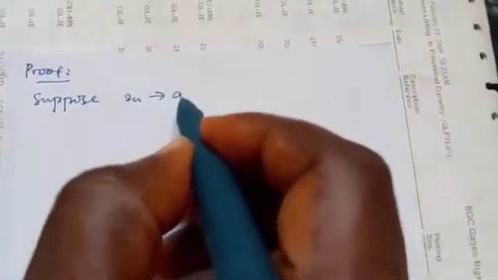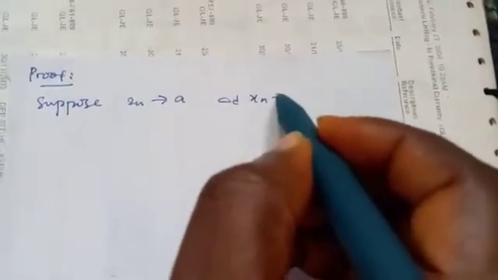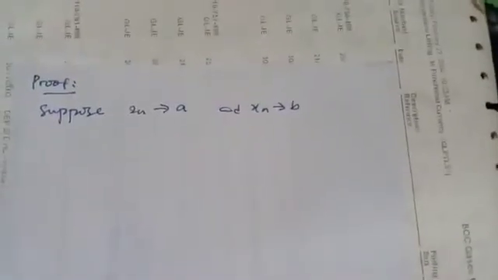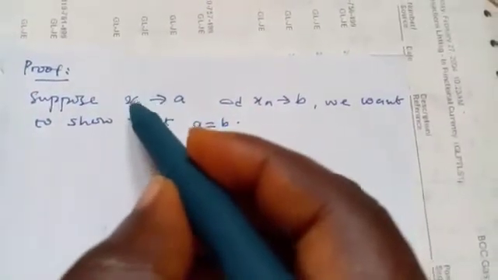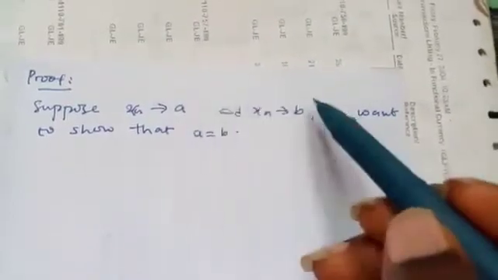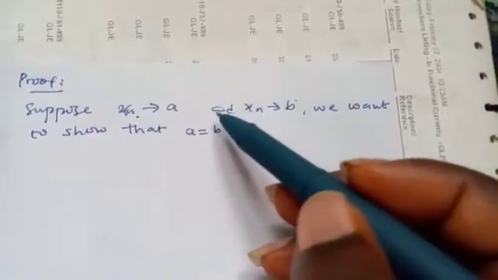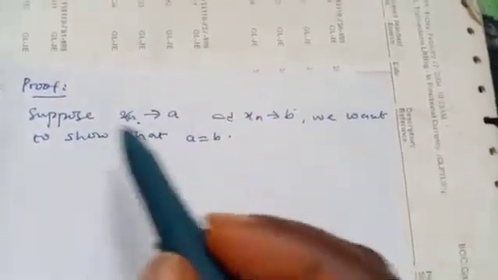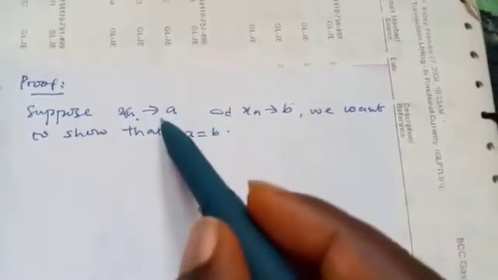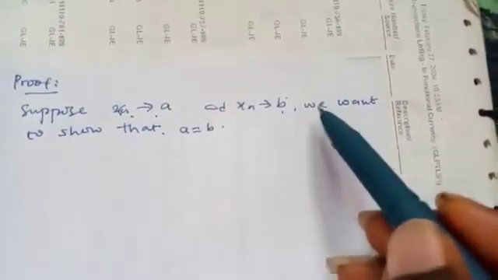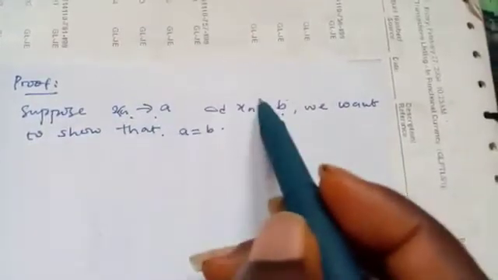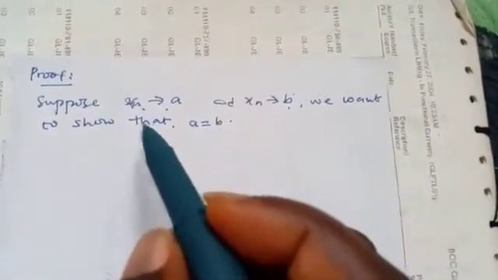Now, suppose Sn converges to A and also Sn converges to B. So our aim is to show that this A and B are equal, because that is what the theorem is saying, that no matter where this Sn converges to, it will always be the same thing. That is what we are trying to say in this place. Suppose Sn converges to A and Sn converges to B. So we want to show that these two must be equal to each other.